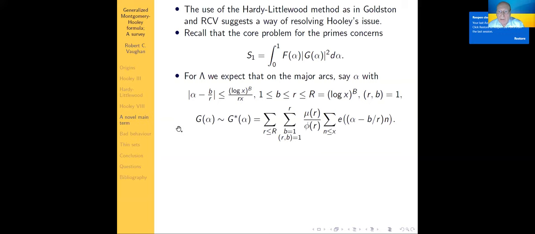On the major arcs, you expect that this generating function behaves a bit like, if you're on the arc centered at a over q, the Möbius function of q divided by Euler's function of q, twisted by a sum which has its peak at a over q. So you'd expect the term corresponding to a over q here to be a very good approximation to G. And if you summed over all these, the other ones wouldn't add up to very much because they're points further away. So there's a technique which actually goes back to Hardy and Littlewood of approximating your generating function by a sum of this kind.